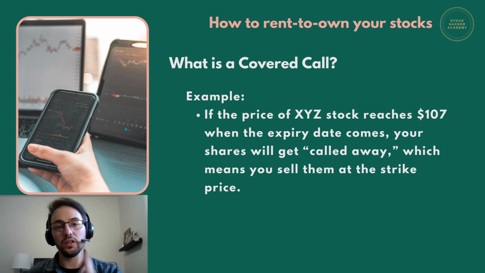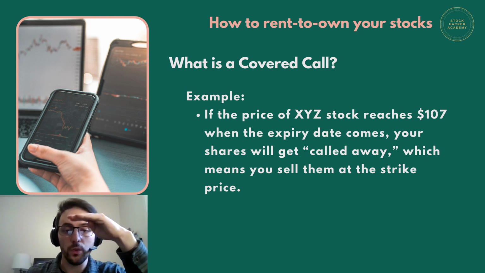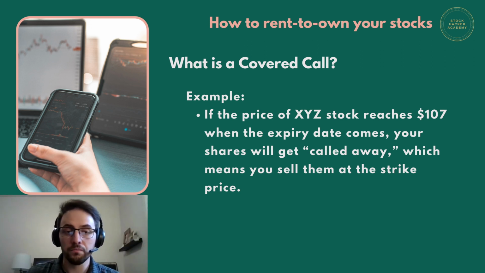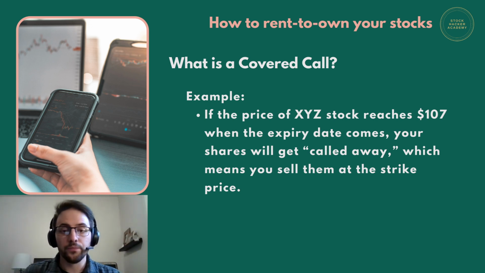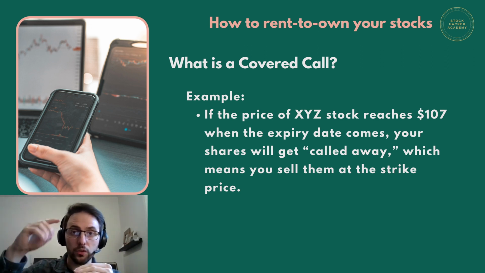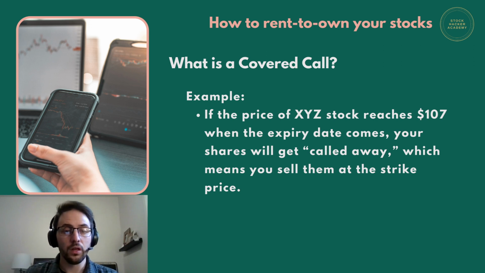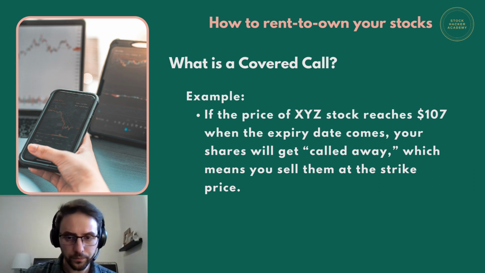If XYZ stock reaches or surpasses $107 when the expiry date comes, your shares get called away. You sell them at $107 and you keep that premium. So not only did you make money on the sale, you also made a little extra on that premium. This is one of those stock hacking strategies that we talk about in the Ultimate Side Hustle for Canadians case study.